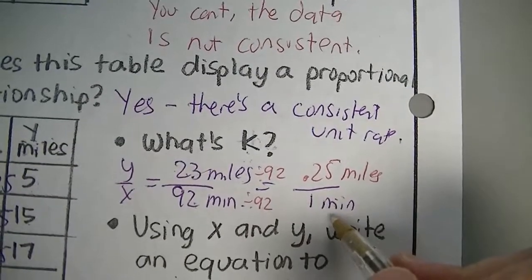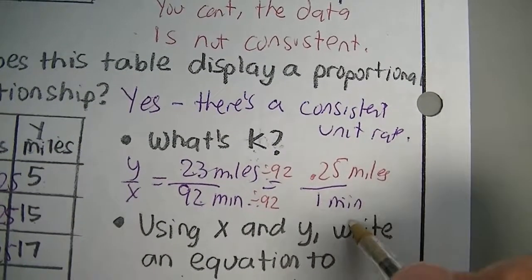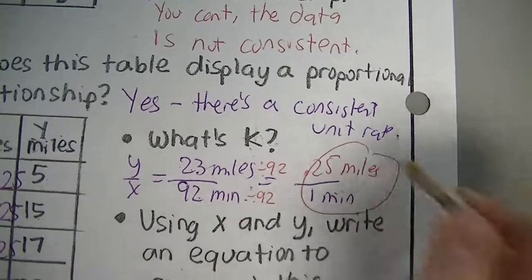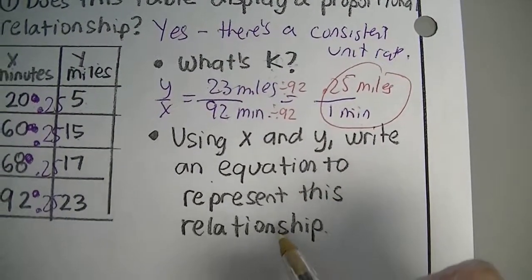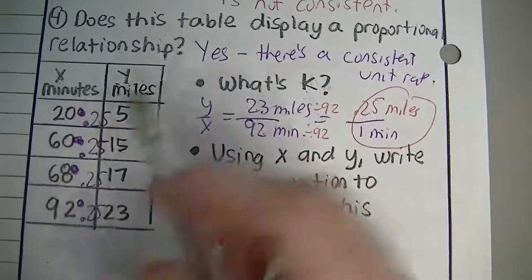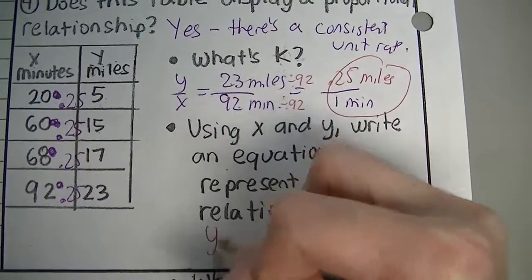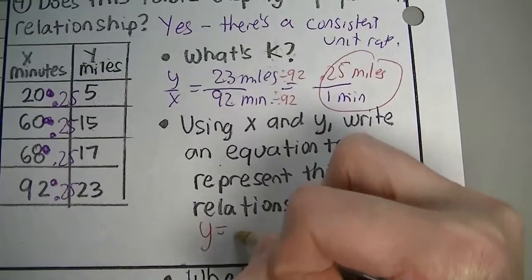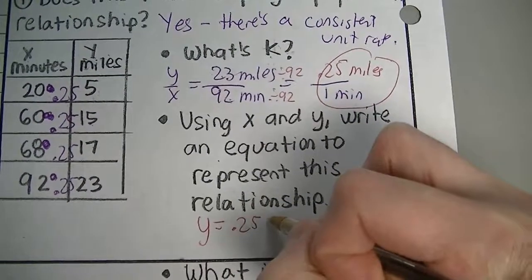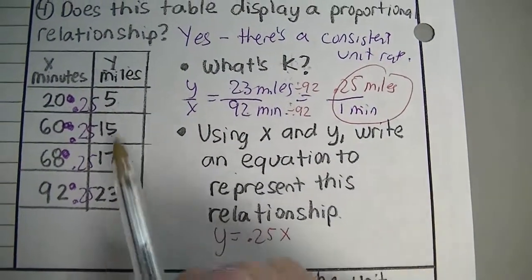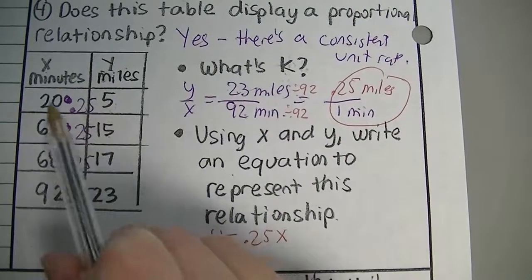So we get 1/4 of a mile per minute, or 25/100ths of a mile in 1 minute. So that right there is the unit rate, okay? Using x and y, write an equation to represent this relationship. Totally can, because this is a proportional relationship. So let's go. Y equals unit rate times x, okay? So this y value is equal to this unit rate times this x.